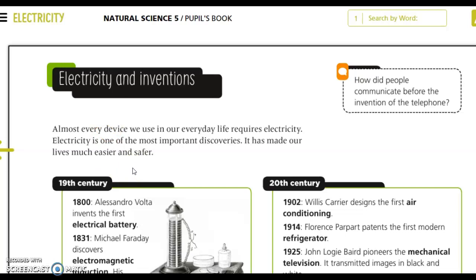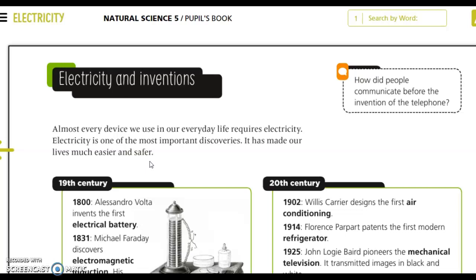Unit 6, page 84. Electricity and inventions. Almost every device we use in our everyday life requires electricity. Electricity is one of the most important discoveries. It has made our lives much easier and safer.